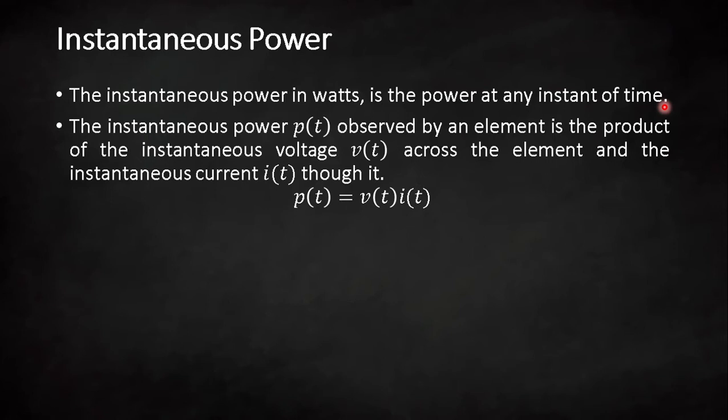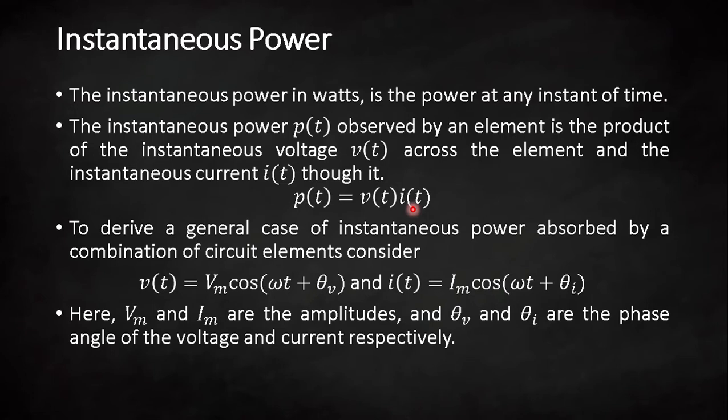Instantaneous power, P of t, absorbed by an element is the product of the instantaneous voltage v of t across the element and the instantaneous current through it, given by P of t equals v of t multiplied by i of t. Now to derive the general case of instantaneous power absorbed by any element, either R, L or C, v of t is given by Vm cos(omega t plus theta V), and i of t is given by Im cos(omega t plus theta I).